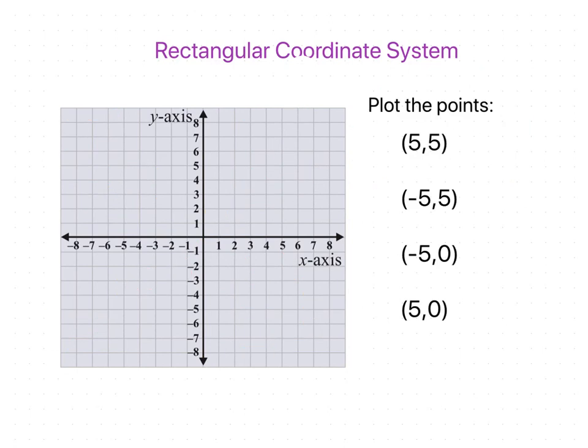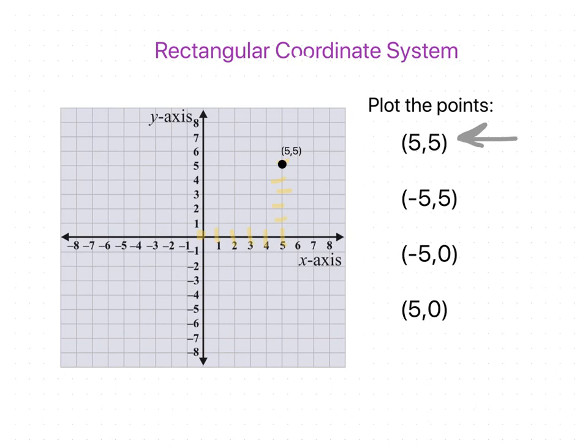All right, last thing, let's plot these points, 4 points here. Let's start with 5, 5. Positive 5, positive 5. Again, start at the origin, right? For positive 5, we're going to move 5 to the right, x coordinate first. Stop there, and then positive 5 for the y coordinate. 1, 2, 3, 4, 5. And there you have it.